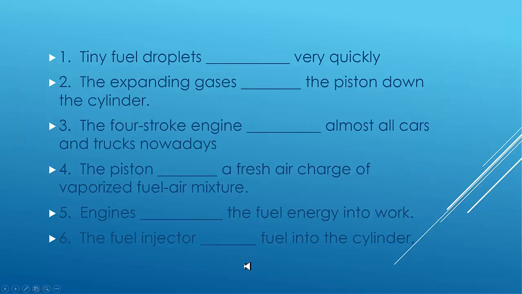Right, let's see what you got. Now, tiny fuel droplets heat up. That's the whole point of the fuel injector, to get a more efficient burn. So you get tiny little fuel droplets so they heat up very quickly. The expanding gases force the piston down the cylinder. And now the four-stroke engine powers almost all cars and trucks today.